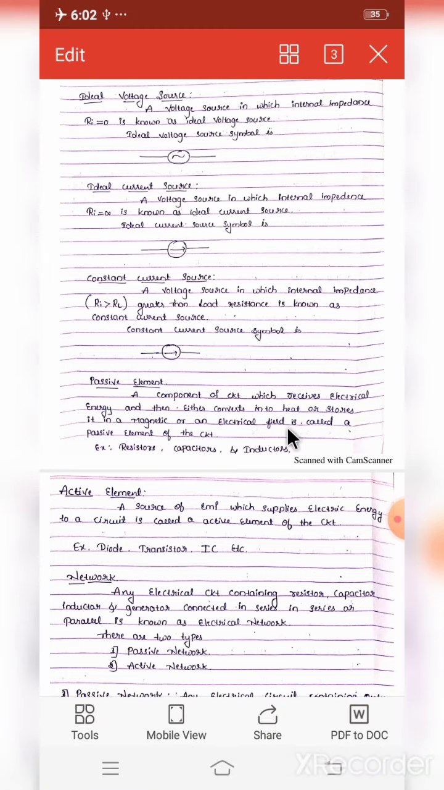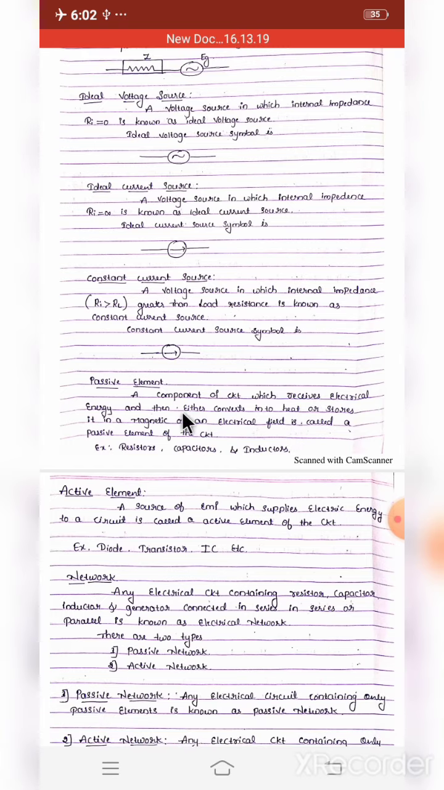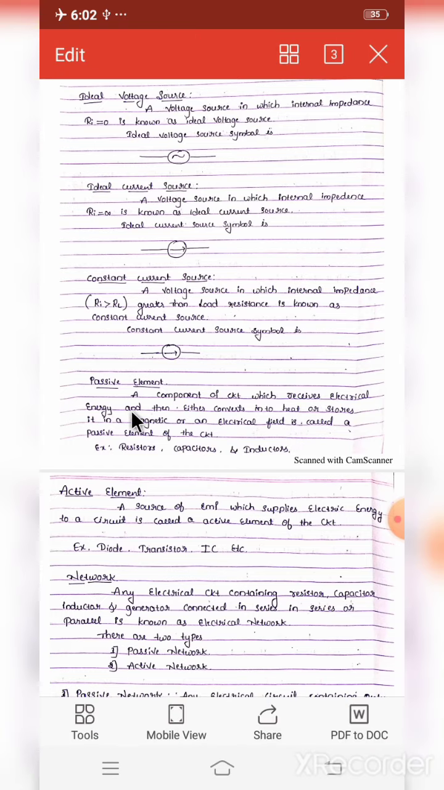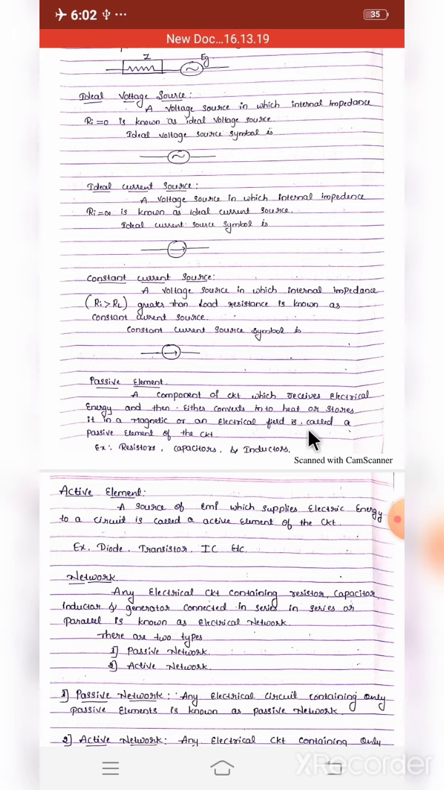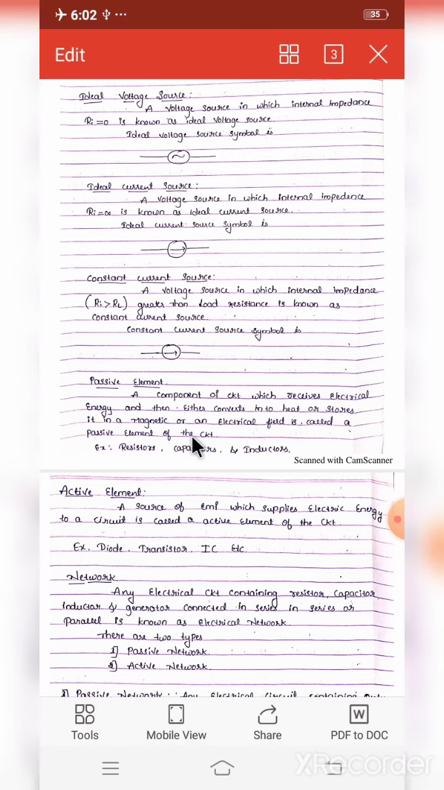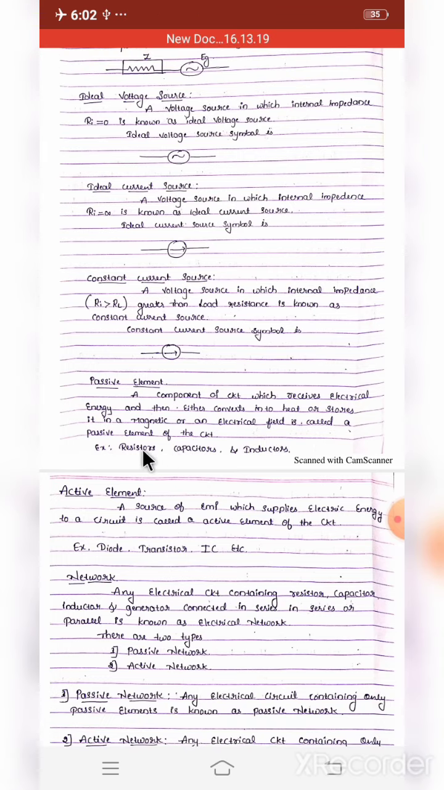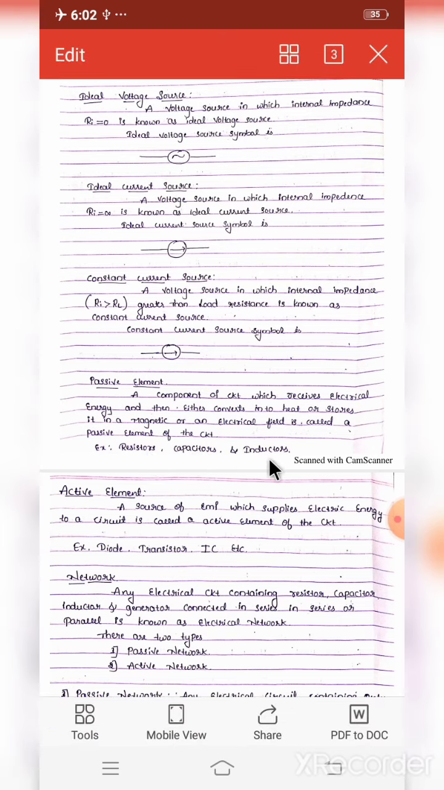See here, any circuit contains components. Those can be resistors, capacitors, inductors, etc. Components which receive electrical energy and then convert it into heat or store it in a magnetic or electrical field are called passive elements of the circuit. So the examples are resistors, capacitors and inductors.